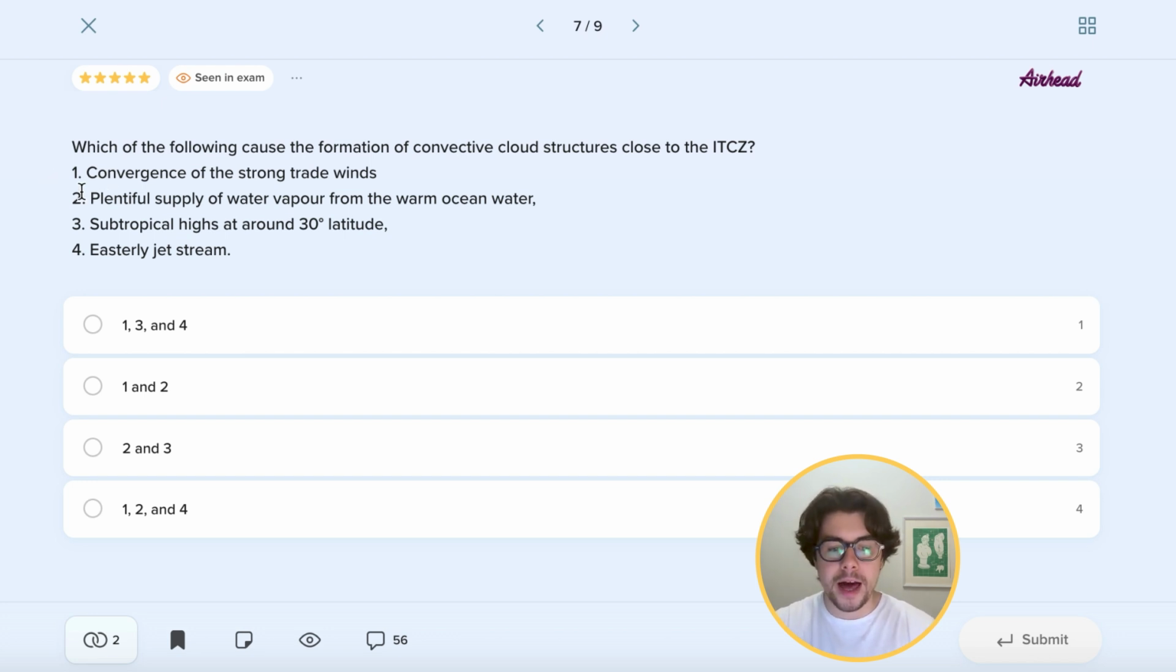In the subtropical highs that are at 30 latitude, we have mostly dry weather, and easterly jet streams will not really play a role here, as the jet streams only affect the upper levels of the atmosphere.